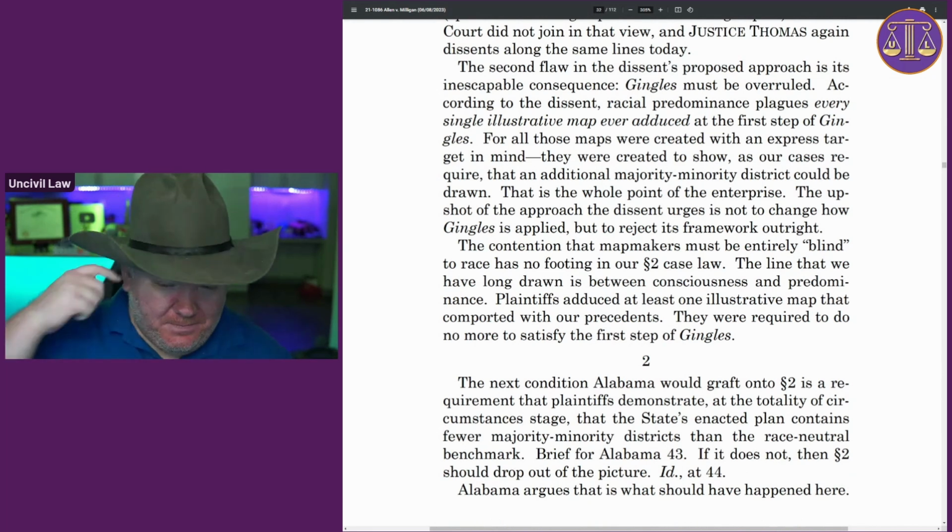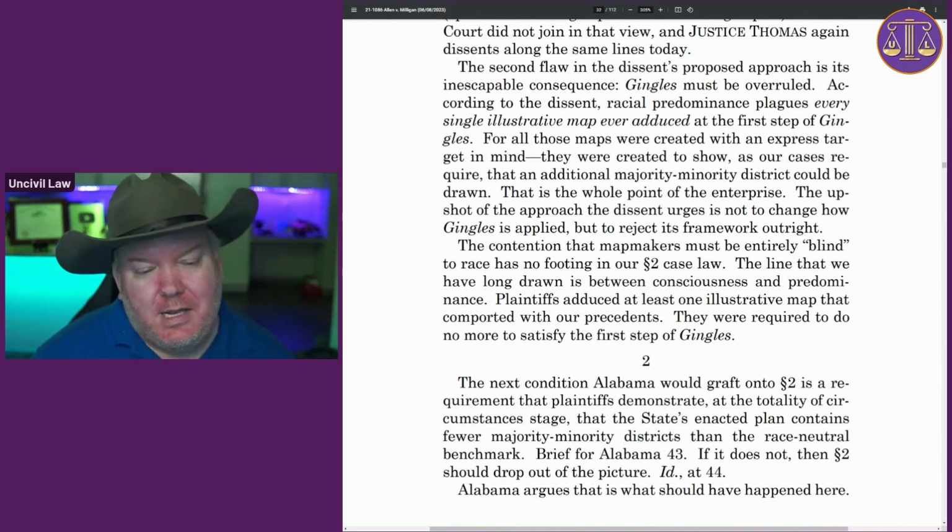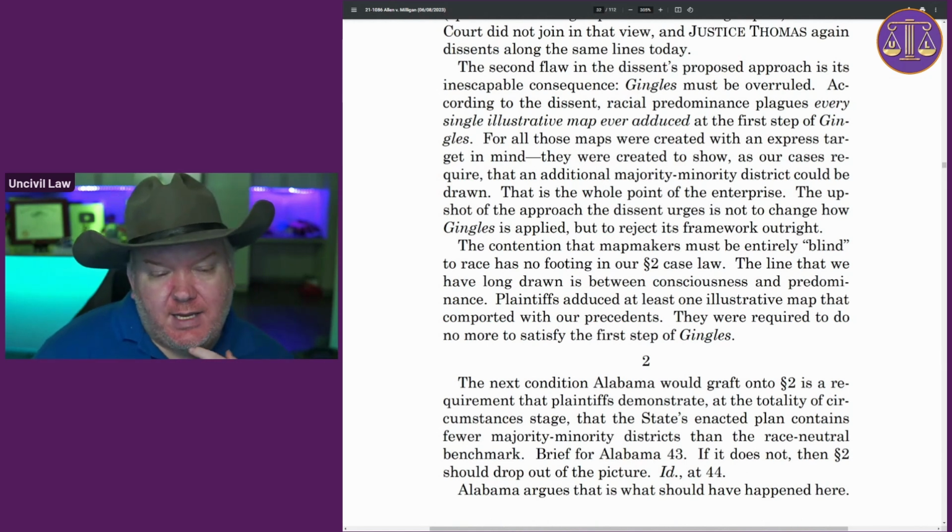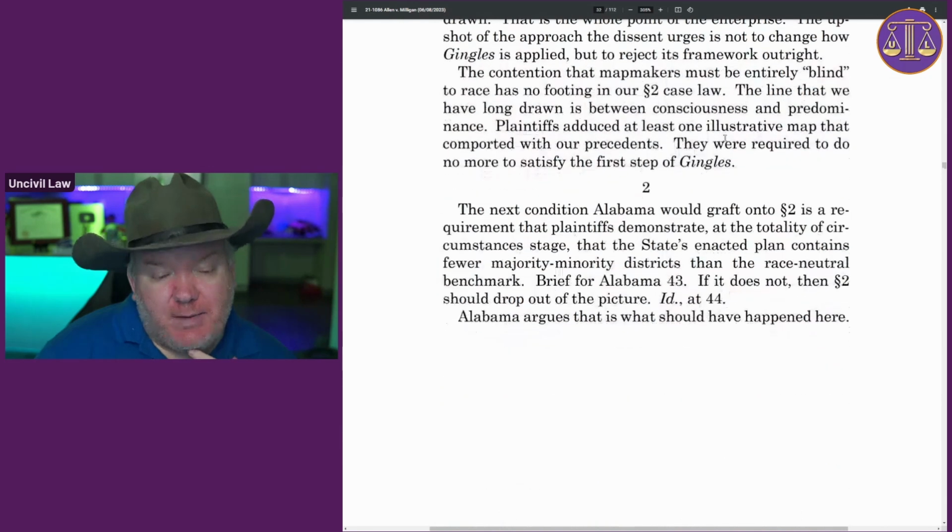The next condition Alabama would graft onto Section 2 of the Voting Rights Act is a requirement that plaintiffs demonstrate, at the totality of the circumstances stage, that the state's enacted plan contains fewer majority-minority districts than race-neutral maps. If it does not, then Section 2 should drop out of the picture. Alabama argues that is what should have happened here.